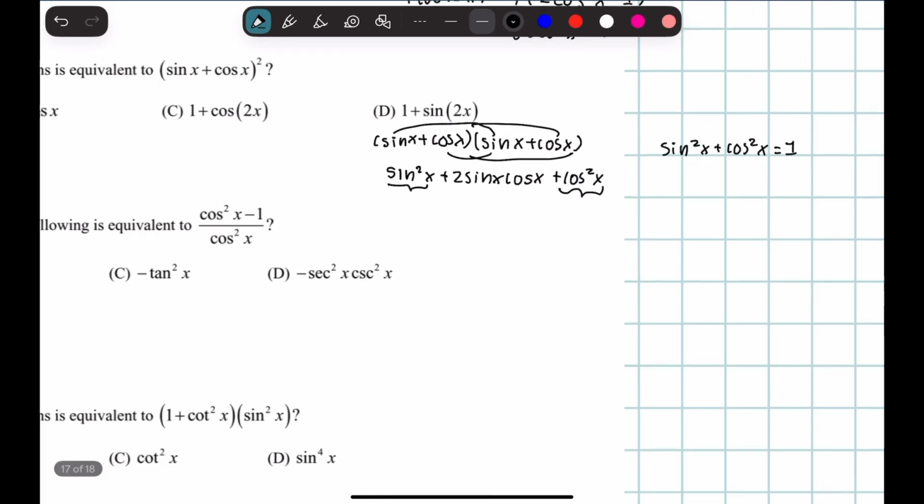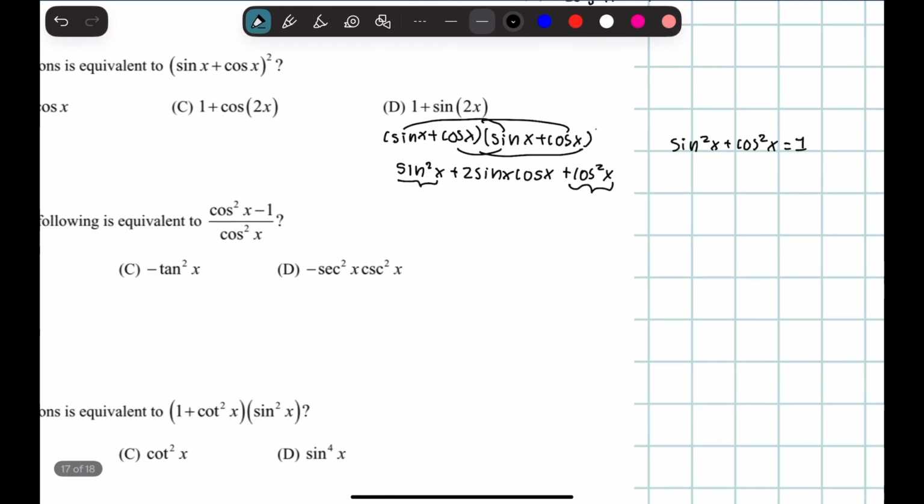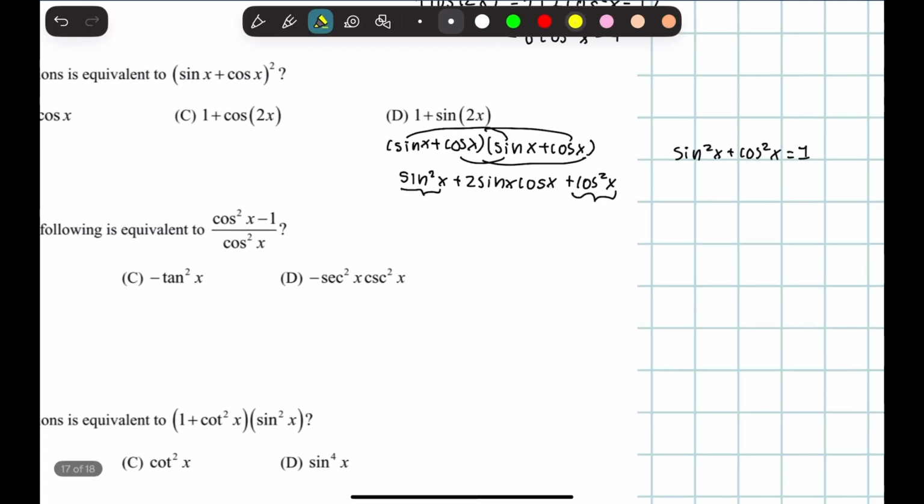And so we just cancel out and replace that with a 1. So here we go. Highlight this, highlight this. That's all going to be 1 plus 2 sine of x times cosine of x.